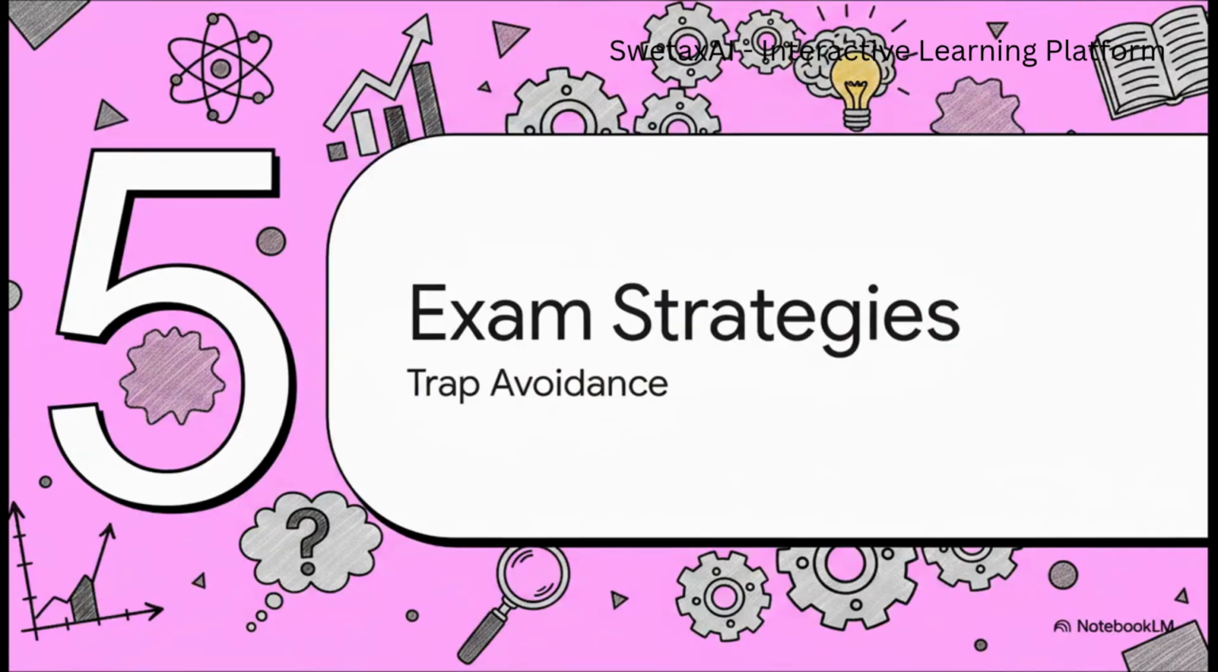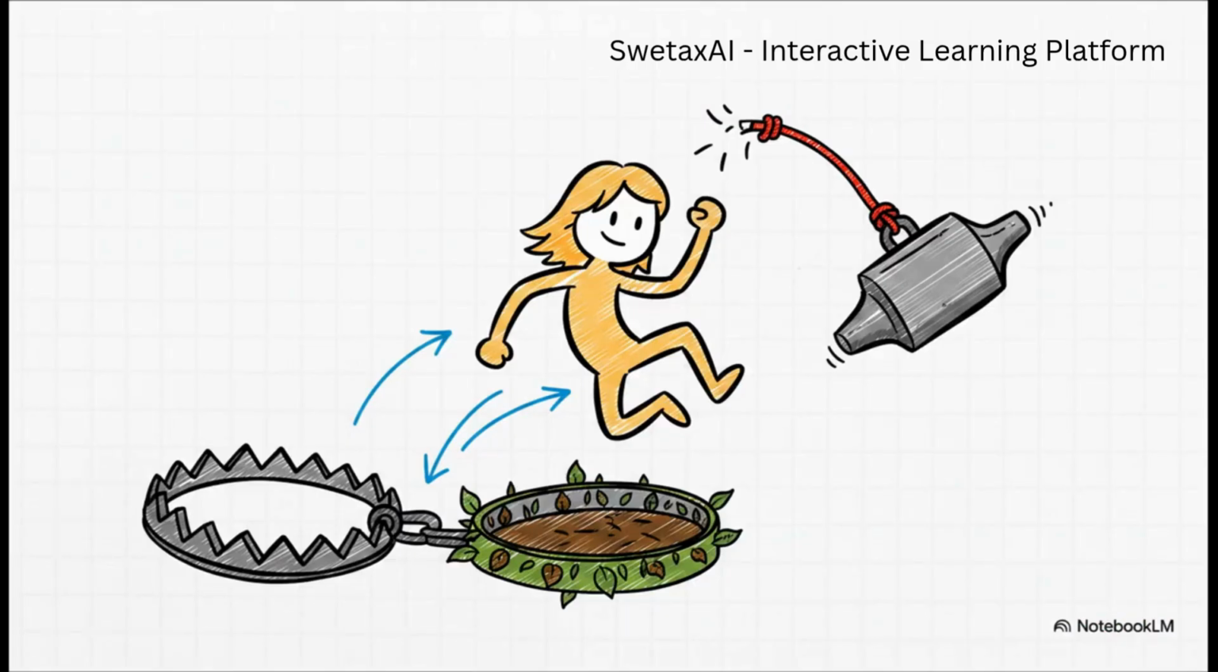Section 5. Essential exam strategies. Trap avoidance. You know, test makers absolutely love to set traps, and I want to make sure you dodge every single one of them. First trap, confusing centripetal force, which is very real and acts inward, with centrifugal force, which is actually a pseudo-force observed only from a rotating frame.